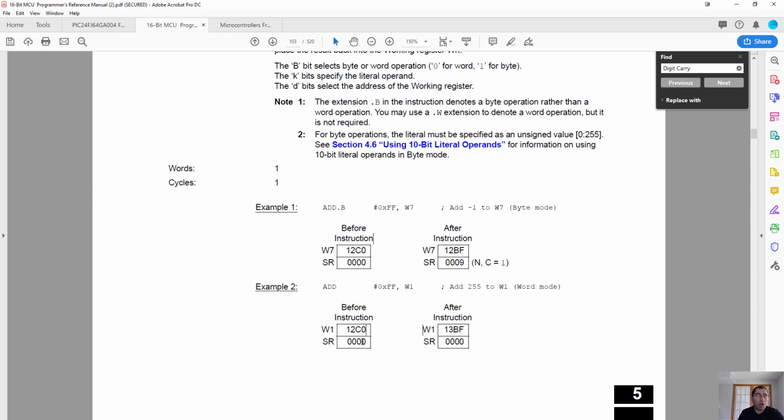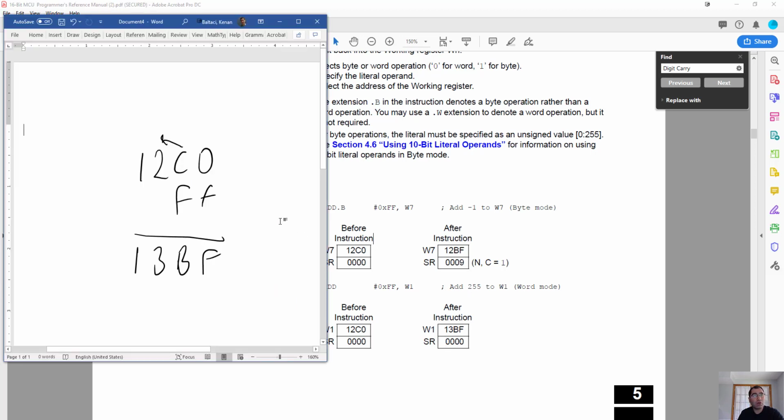Okay, so how about the status register? As you can see, in this case, we don't have any flag raised, right? None of them raised because, as a result of the whole addition, we don't have any carry. And this number as a word is not a negative value. So that's why we don't have any flag raised for negative.